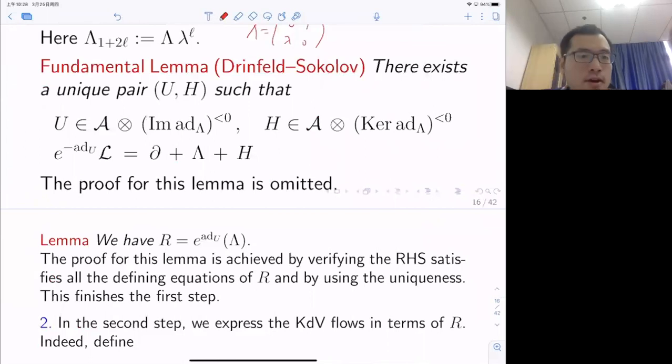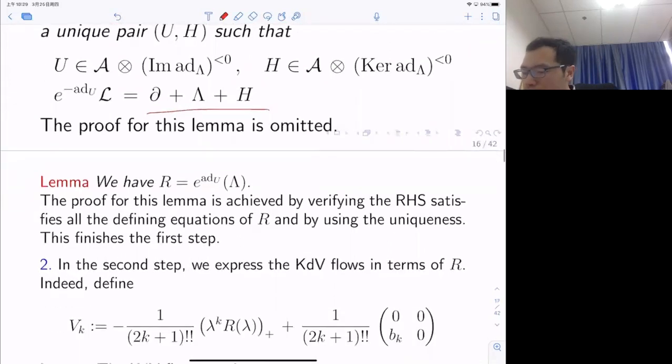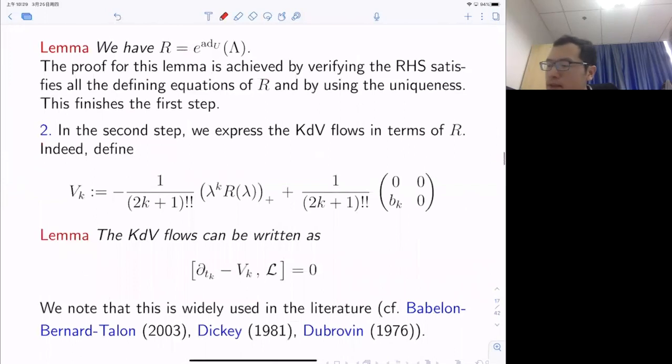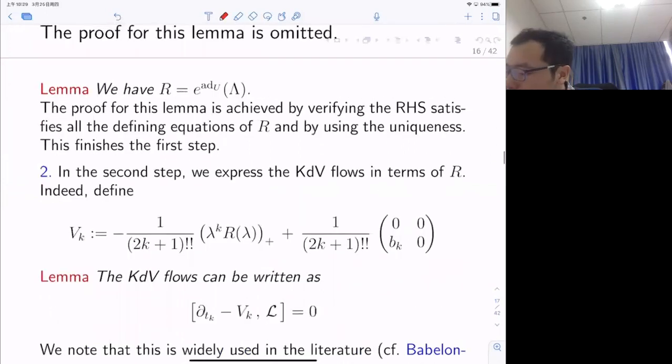Such that the action of e to the ad U on L is given by d x plus lambda plus H. The proof is given simply by mathematical induction, so we are omitting this proof. This is already given by Drinfeld-Sokolov.